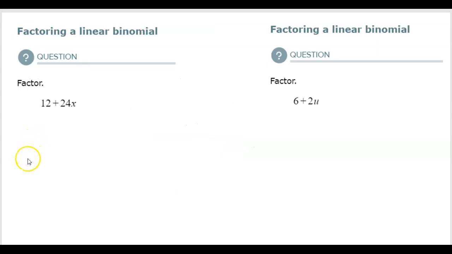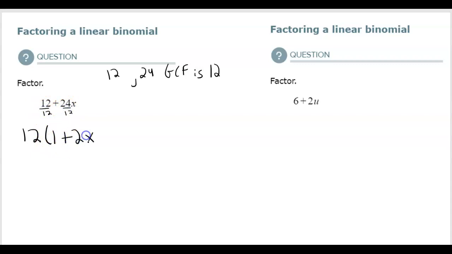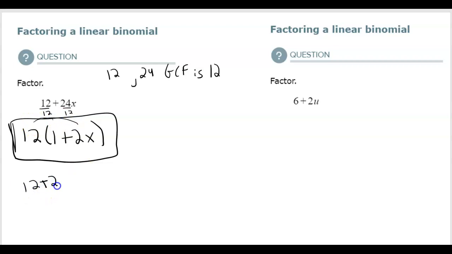So now we're going to factor these. If I look at 12 and 24, the greatest common factor is 12. So you can think of it, I am pulling a 12 out of everything. So I can think of it as dividing everything by 12. 1 plus 2x. So this is our answer. If we need to check ourselves, we distribute the 12, and we end up with this.